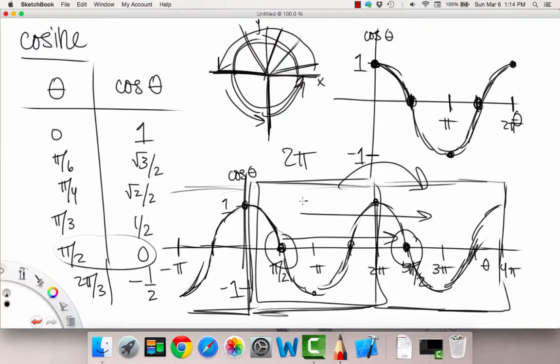And likewise, we could take all of the points in frame 1 here, or the middle frame. We're going to subtract 2 pi from each of their input values, from each of their thetas, right? And then we get the same thing on the left here, that repeated pattern there, okay?